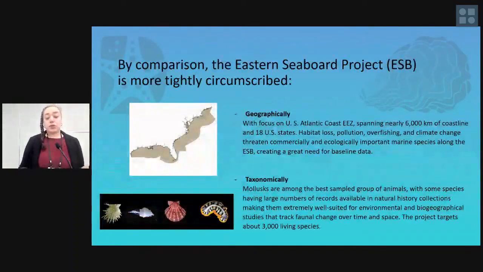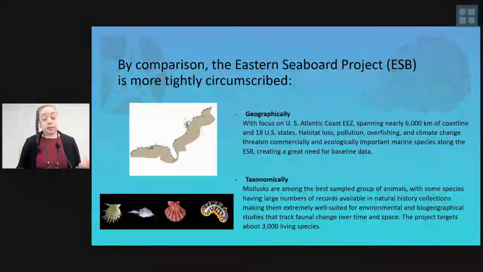ESB differs from DigIn in a couple of ways. First off, it's a geographic approach. We're only looking at the U.S. Atlantic coast and its exclusive economic zone, about 6,000 kilometers of coastline covering 18 states. These are places with various human impacts and a diversity of marine species, and this project seeks to create a baseline of mollusk data for the area.